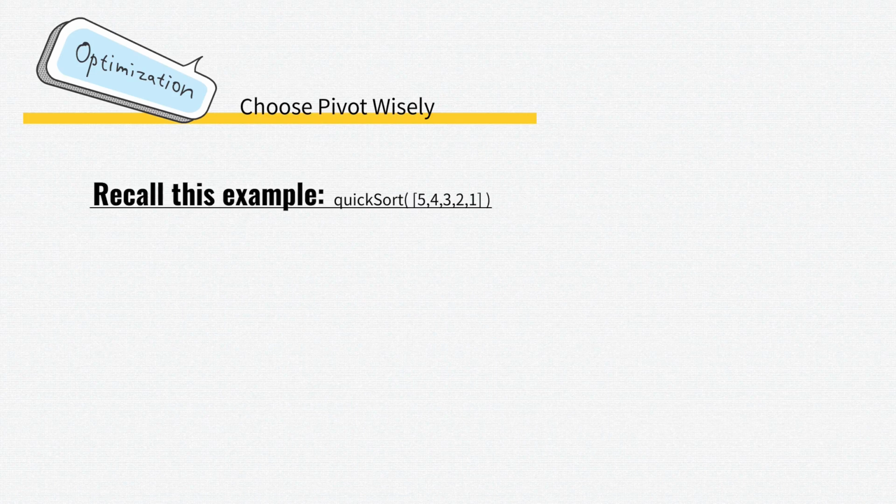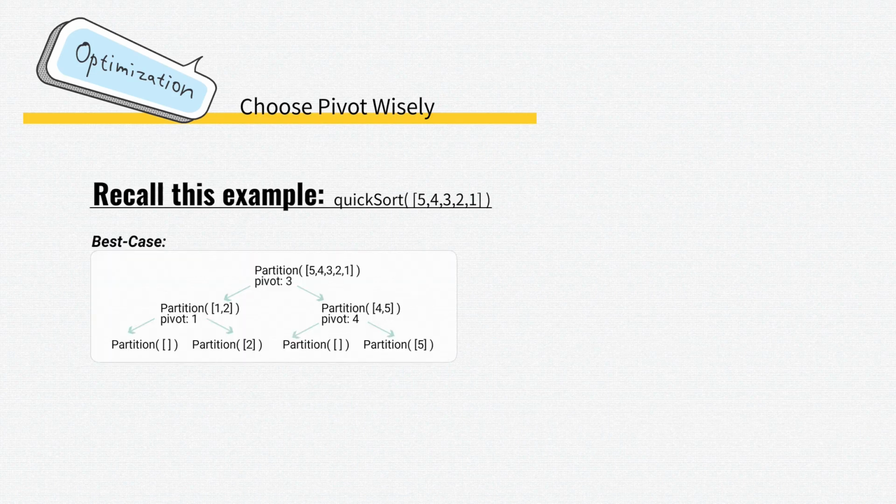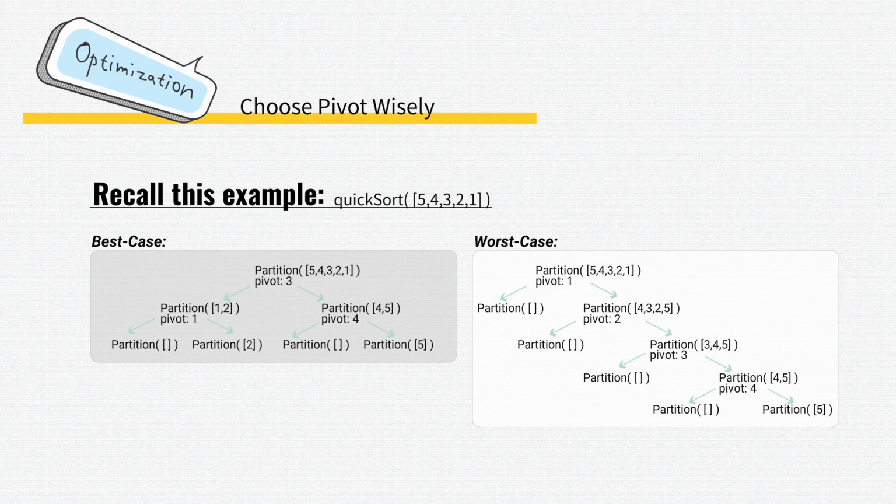Now let's talk about optimization. The most important thing is to choose the pivot wisely. Let's recall our tree. In the best case scenario, we always choose the pivot whose value ranks in the middle, while in the worst case, our pivot is either the largest or the smallest element. So how to avoid the worst case scenario?